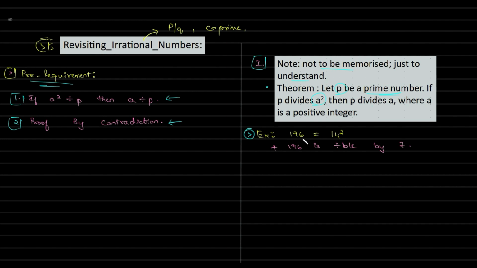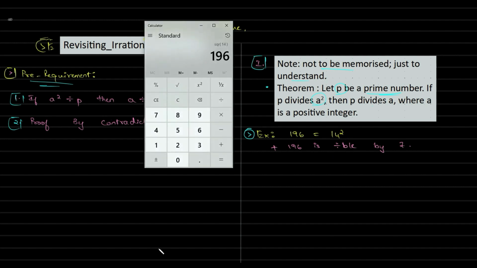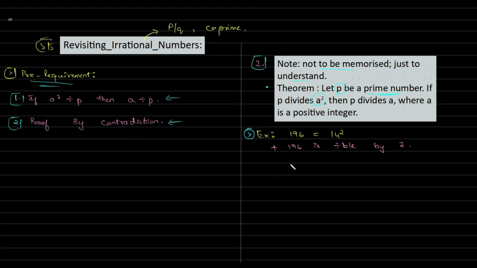See, 196 is nothing but 14 square, and 196 is divisible by 7. So let's have a look. 196 divisible by 7. Yes, it's divisible, right? So if 196 is divisible by 7, which is nothing but 14 square divided by 7, if this is divisible, that is giving me an integer, then as per the theorem, 14 also is divisible by 7.